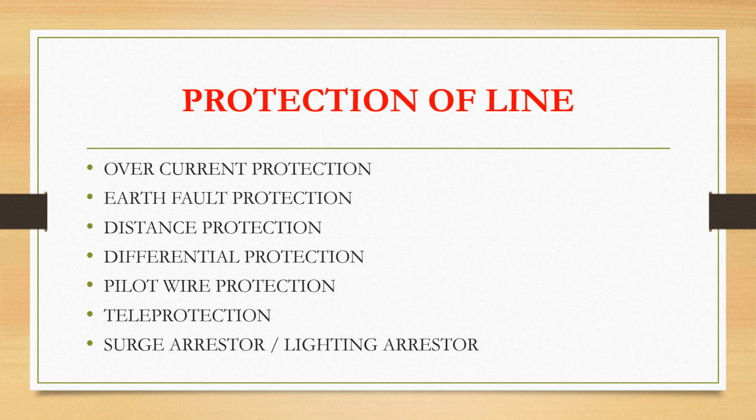So when we talk about the protection of the line, it does not mean that it does not include the overcurrent protection and the earth fault protection. It includes these two basic relays always, whether it is a transformer, a bus bar, or a line, whatever. It is an 11 kV line, a 132 kV line or a 500 kV line. These two relays are there.